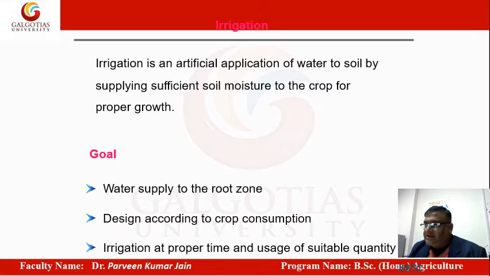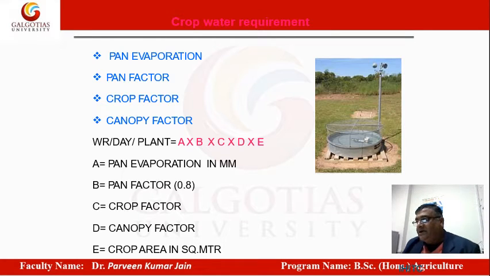So irrigation, as I've discussed already, is artificial application, and the goal is to supply water to the root zones, designed according to crop consumption, with irrigation at the proper time and in the suitable quantity. Normally, when we calculate the crop water requirements, or how much water is required, it is not endless or unlimited. But in drip irrigation, we always go for a very calculated amount of water only as per the need.